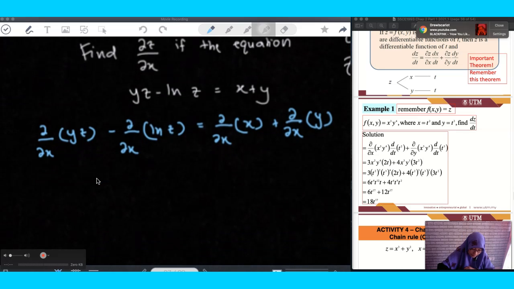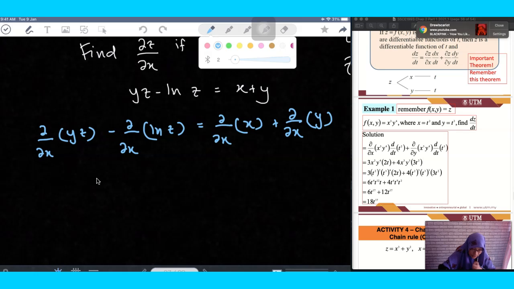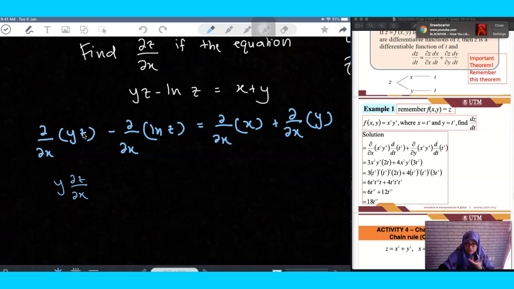So when you differentiate yz, y is constant, so we don't change that. Just look at the z, because z is a function. So y del z over del x. z is a function, but we don't know what function, so we just leave it like del z over del x.